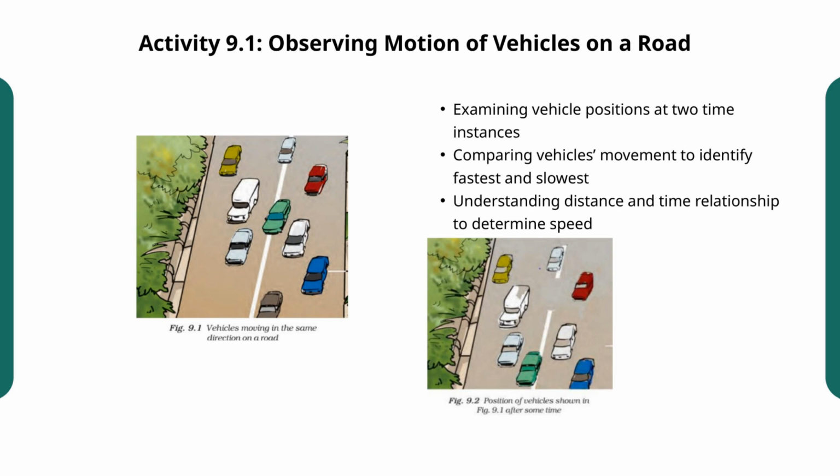Notice the lanes, vehicle colors, and spacing carefully. For example, you might find that the red car moved a greater distance than the white van. Through this simple observation, we learn that motion speed depends on distance covered and time taken. This activity is the foundation of the scientific understanding of speed.